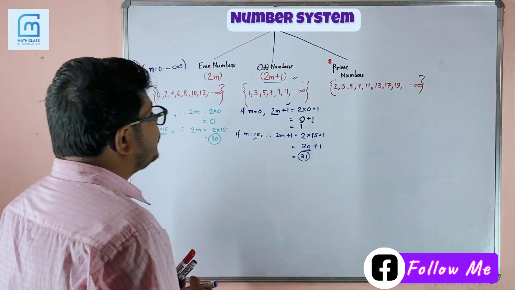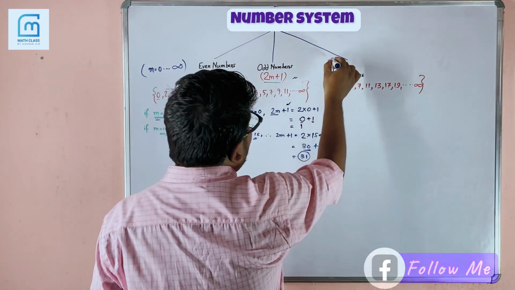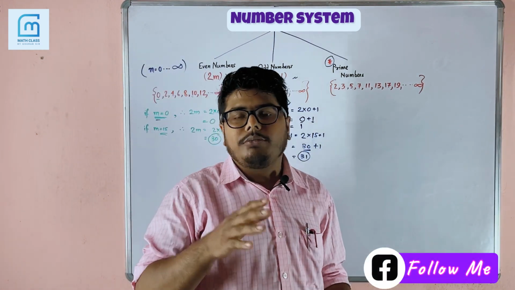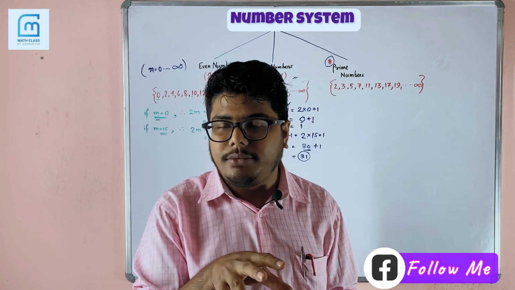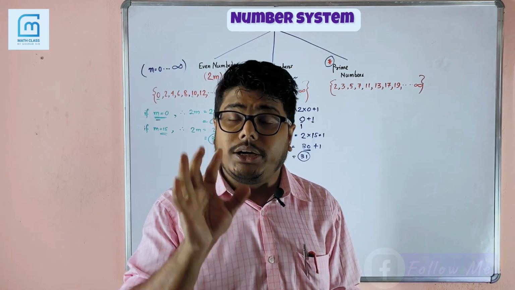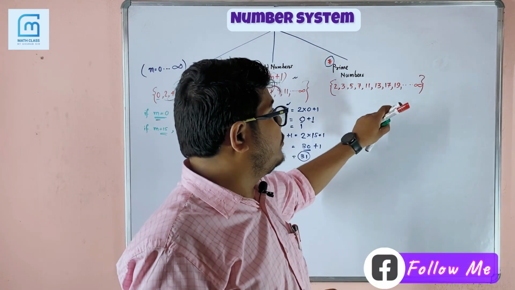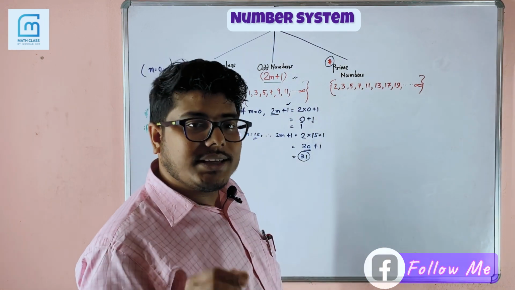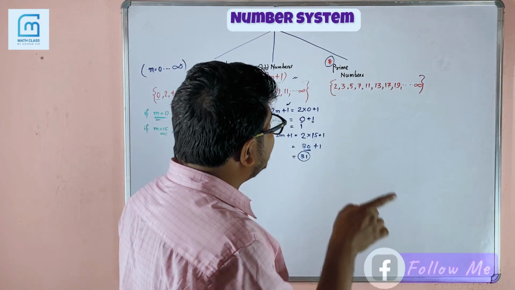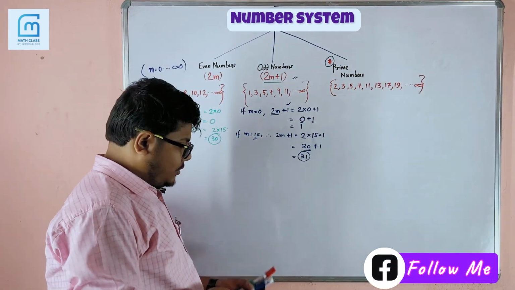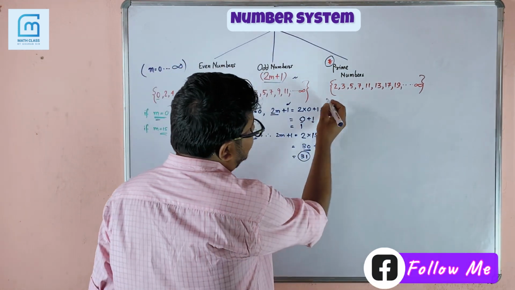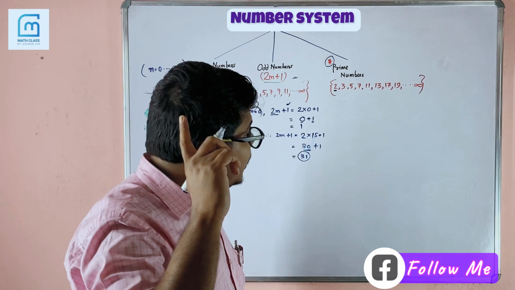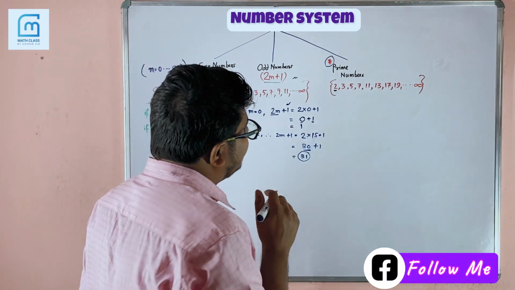Okay, so now let's move to the prime numbers, which are very important. I have marked a star here. So what are prime numbers? Prime numbers are the numbers that can be divided only by themselves and 1, and no other number can divide them. The first prime number is 2. This is the only even prime number and the smallest prime number.